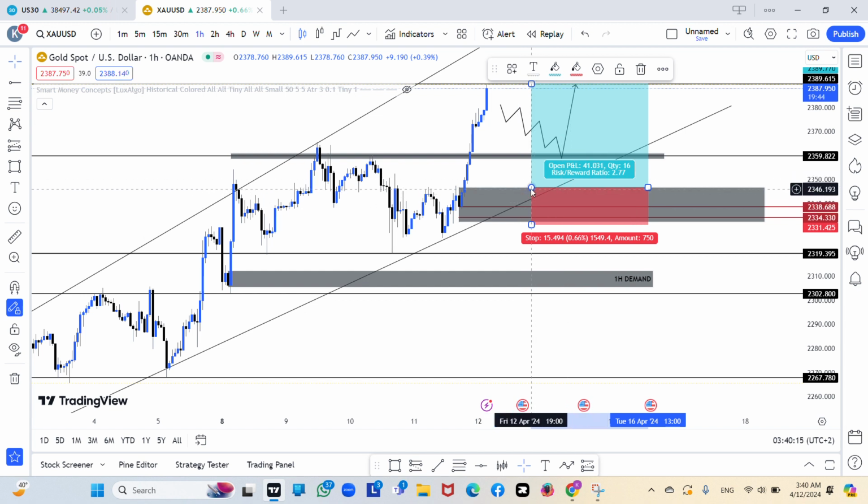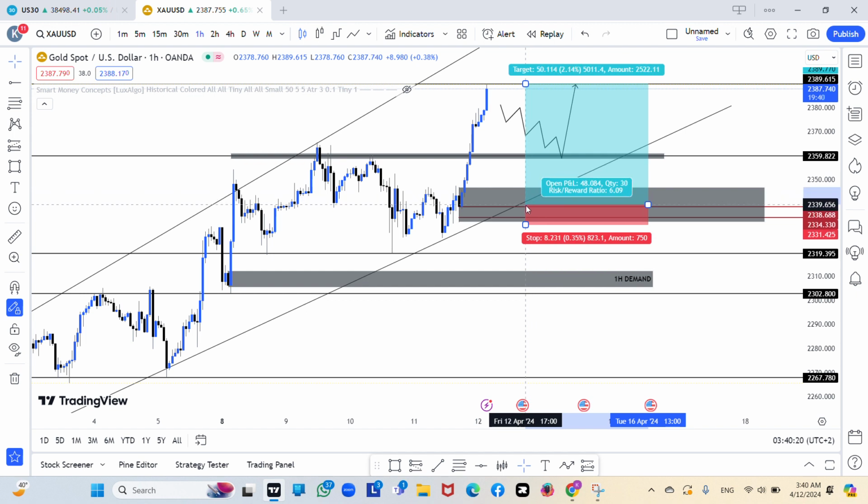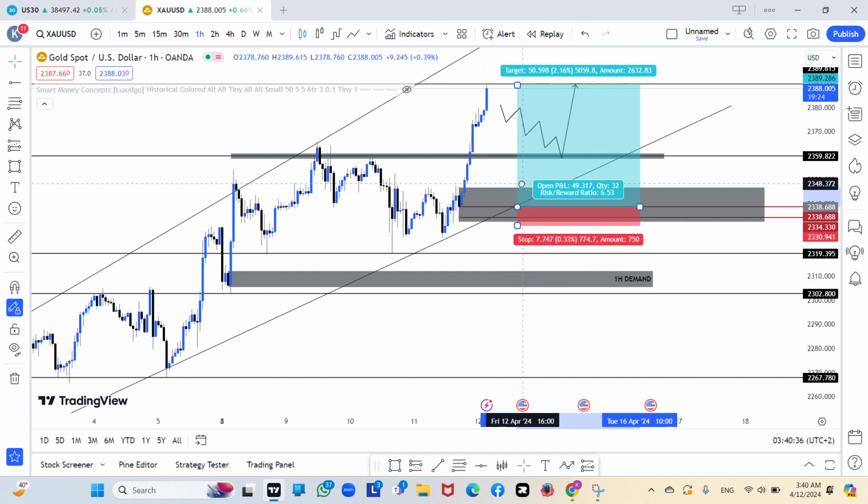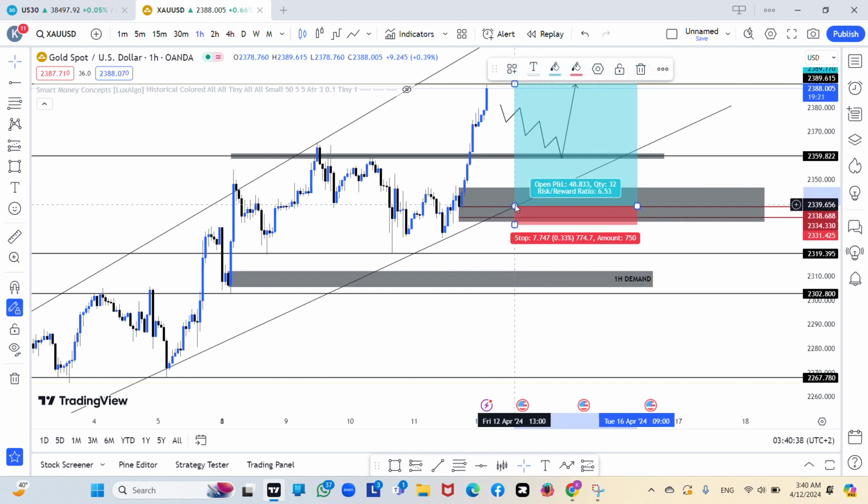So I would like to, so my entry, I will find it right there. That's the 0.3 pip level of the 4-hour demand zone. So now we are having an 1:6 risk reward ratio. So yeah guys, that's my setup on gold. That's my setup on gold, guys. I'm actually going to enter this trade.